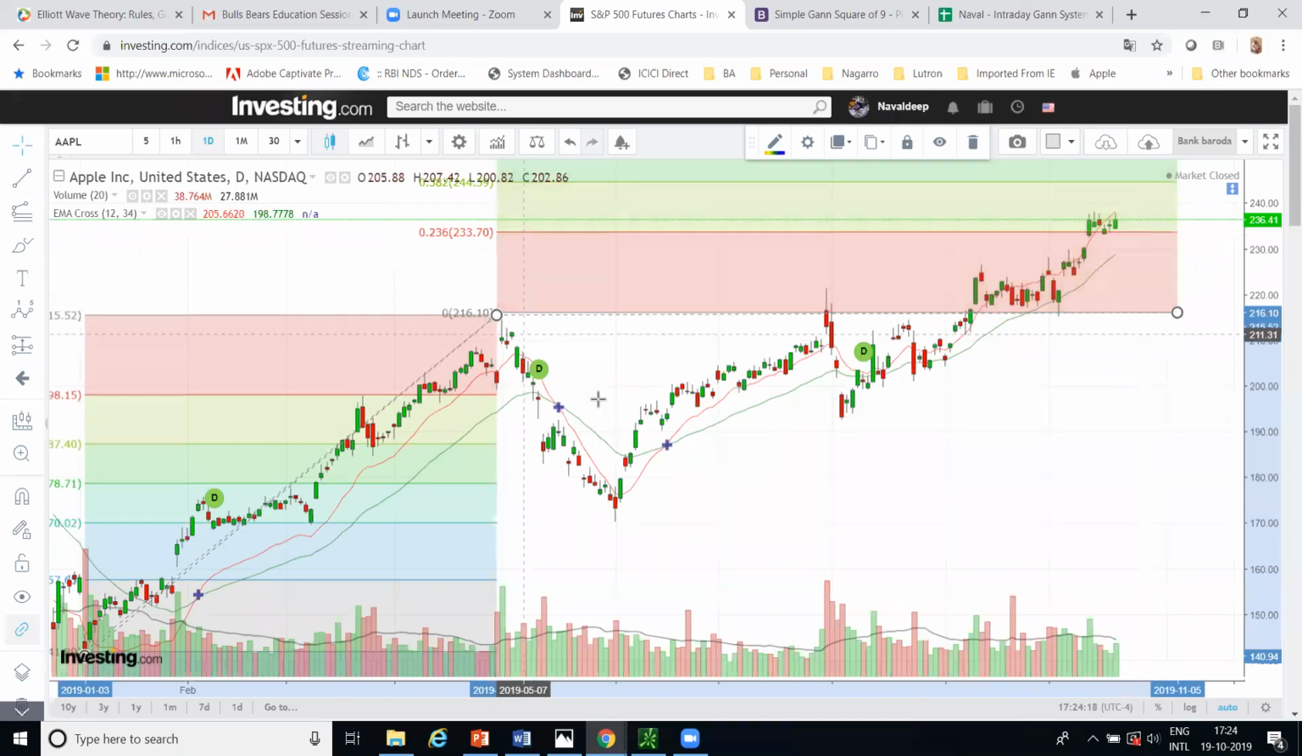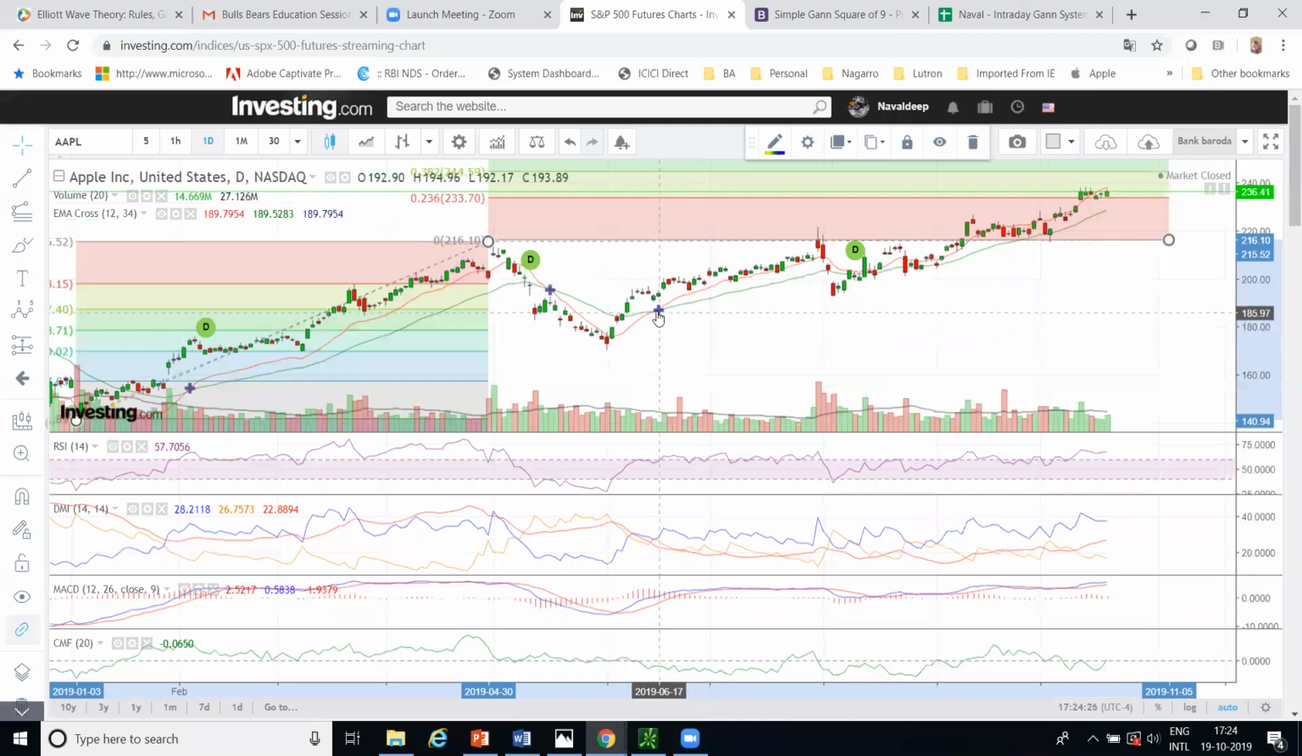Plus, whatever we understood until now, you see Apple gave me a crossover right here, which was 192, 193 level. People were panicking, but it gave me a signal to buy because the red line is up. DMI gave me a signal of positive because the strength is 33. MACD gave me a signal of blue. 1, 2, 3. RSI was above 60. It was a time to go long. And from here, it's still telling me go long, do not short it.